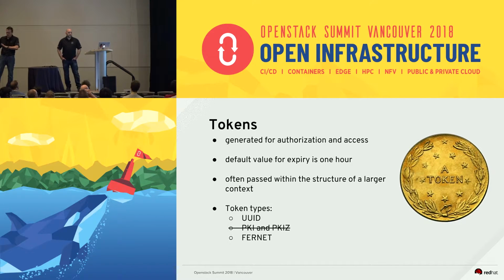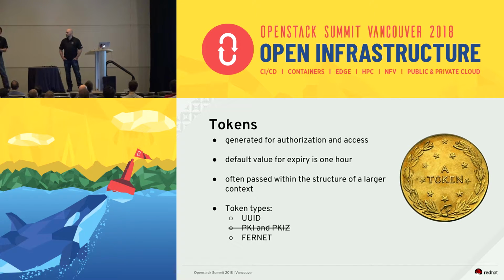Okay, there's the concept of tokens, right? Tokens are the authorization mechanism within OpenStack. By default they expire in 1 hour, but this is also variable. And they're usually passed with some larger structure, like a list of catalogs and endpoints, etc. There are multiple token types. I think the most popular we've seen in the past, and probably still out there, are the UUID tokens. The nice advantage about UUID tokens is they're very small. They're only about 32 bytes in length.